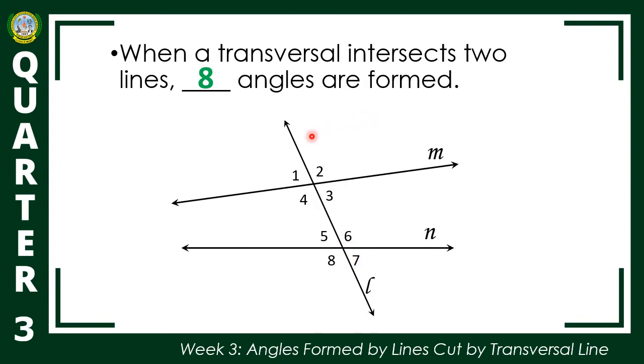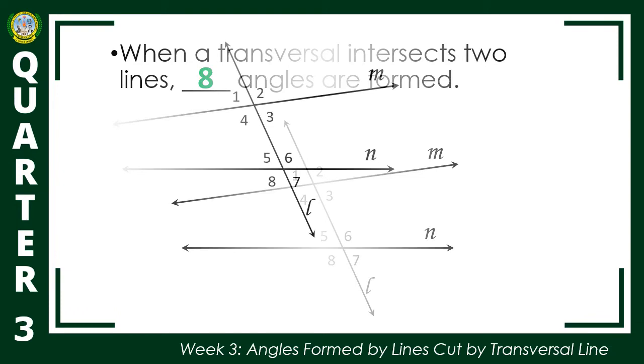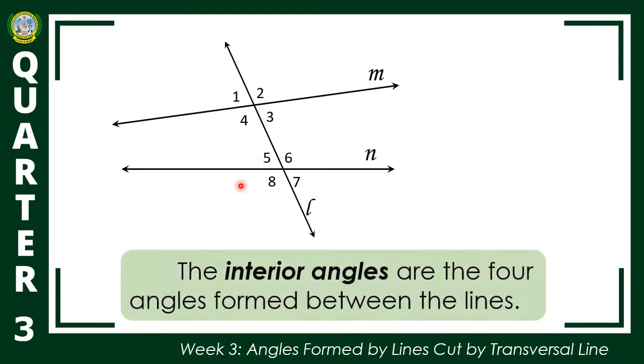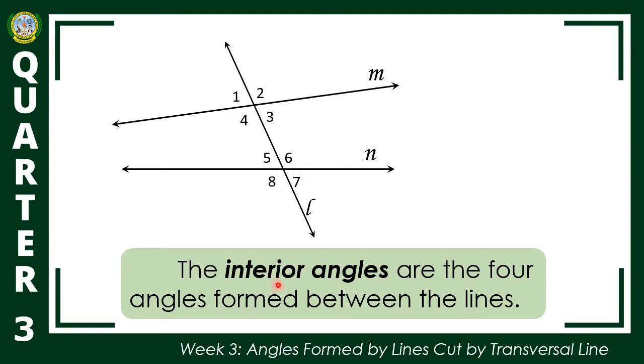So, pag nadagdagan pa ng isang line dyan, syempre, additional 4 angles yon. So, tatandaan na, when a transversal intersects two lines only, 8 angles are formed. We have what we call the interior angles. So, yung interior angles po na tinutukoy, these are the 4 angles formed between the lines being cut by the transversal line. So, let's say, ang transversal natin dito is line L. Okay? So, yung interior angles na tinutukoy natin are those angles between line M and line N.